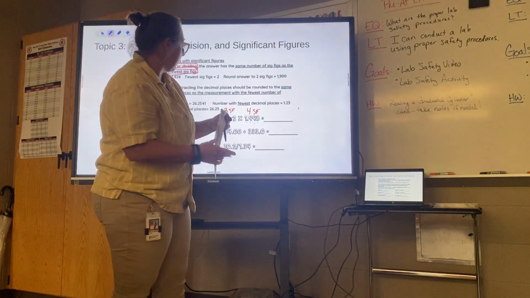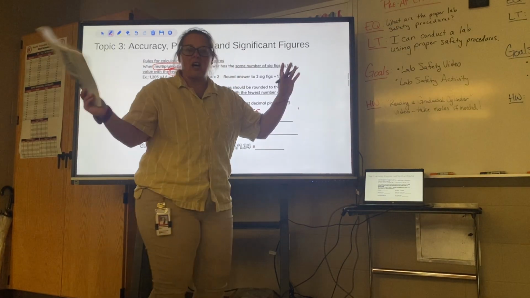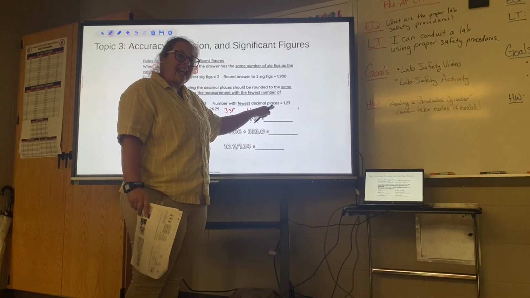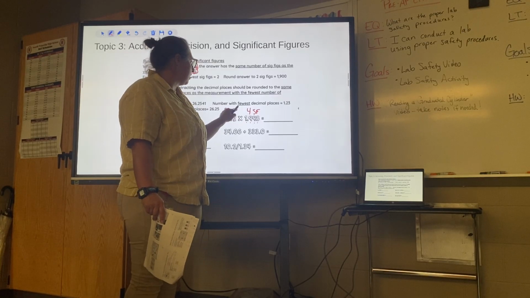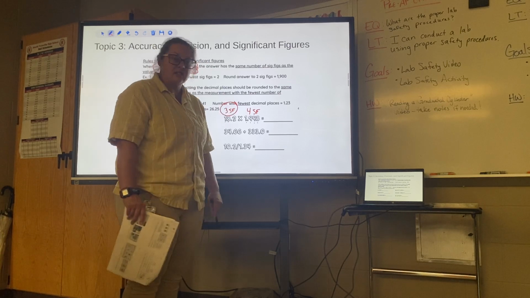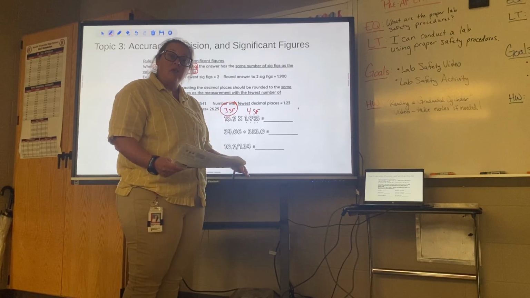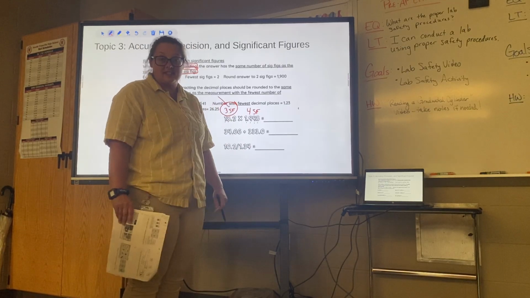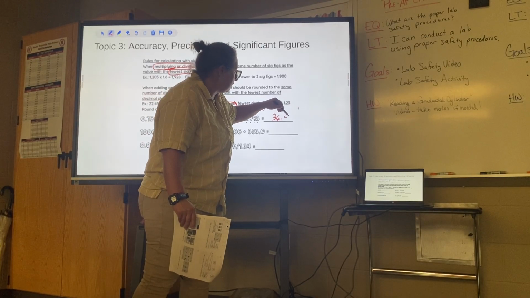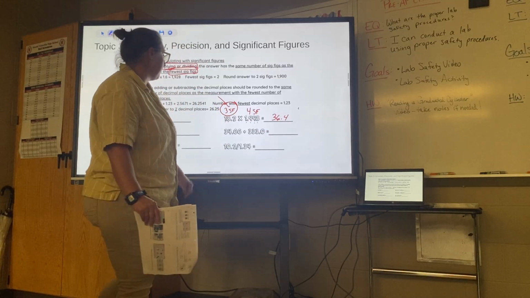This is the answer that I get. 36.4 blah, blah, blah, 36 point something, right? Now, when I report my answer, I want to look to see which one of these has the fewest number of sig figs. Obviously, 3 is the fewest compared to 4. So when I report my answer, I want to round and report to 3 sig figs. So my answer that I'm going to record for this is 36.4 because that is 1, 2, 3 sig figs.